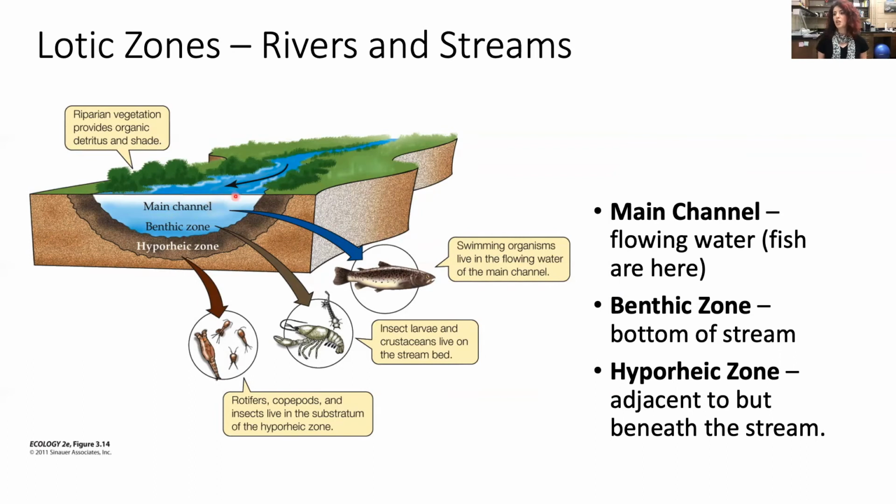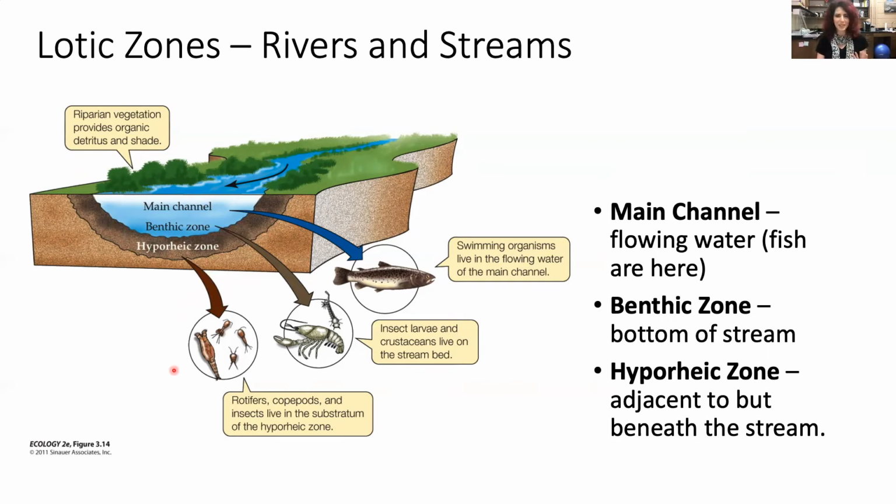Below that, you have the benthic zone. As we mentioned before, the benthic zone is found on the bottom. So this is the bottom of the stream. This is where you will find insect larvae. You'll also find crustaceans because they have to walk around on that benthic substrate. And then finally, beneath that, we have the hyporheic zone. This is adjacent to, but beneath the stream. So this is in some ways the stream bed beneath the surface. This is where you'll find rotifers, copepods, other invertebrates, including insects. They all live in the substratum in the hyporheic zone.